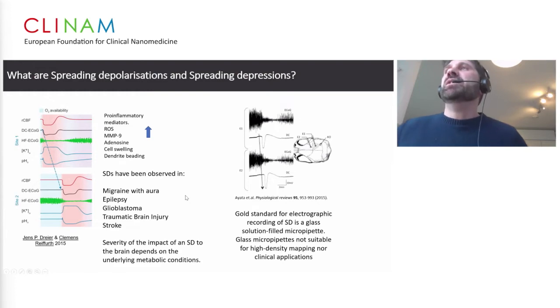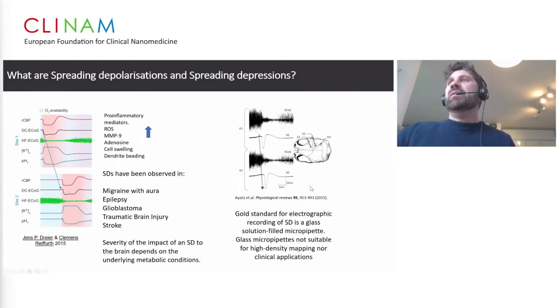So how are they measured? The gold standard way to electrophysiologically measure spreading depolarization hasn't changed in decades. It's essentially using a glass micropipette that has a silver chloride wire inside. And here's just an illustration that if you have two of these glass micropipettes at different distances across a rodent brain, you can induce a spreading depolarization, which you'll pick up on electrode one. This will slowly propagate to electrode two. And as I mentioned before, as this happens, you then get a spreading depression of that higher frequency activity.